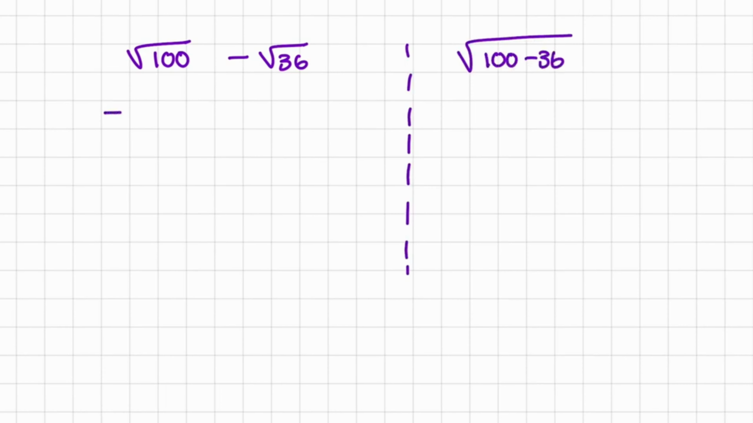So in our first example, the square root of 100 is 10. And the square root of 36 is 6. So it will be 10 minus 6, which is equal to 4.